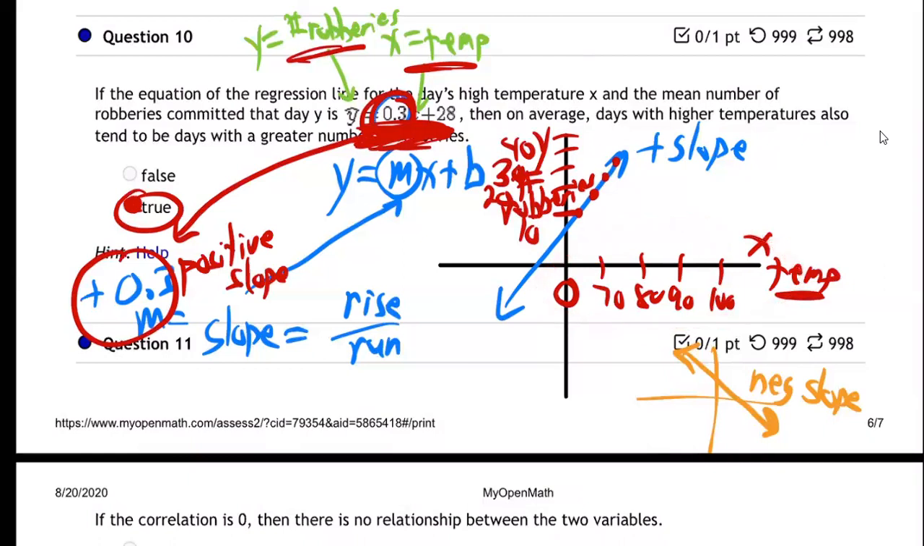So everybody understand that? This number next to X is the slope. If it's positive, which it was, positive 0.3, that means the line goes up to the right, meaning as temperature goes up, because they told me the X-axis was temperature, the Y-axis goes up, and the Y-axis they told me is robberies. So as temperature goes up, robberies go up. Yep, that's what it's saying. There we go.